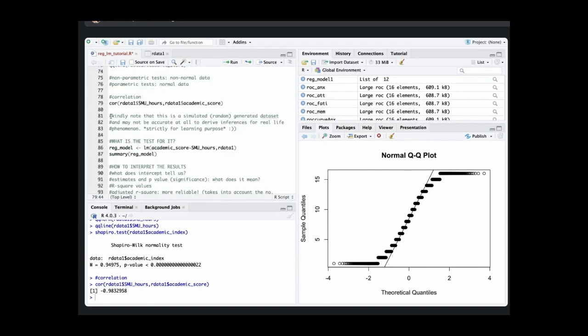Also, just one warning here, one disclaimer. This is a simulated data set that I created before this session, and this may not be accurate at all to derive inferences for real life phenomena. So this is strictly for learning purposes, right?